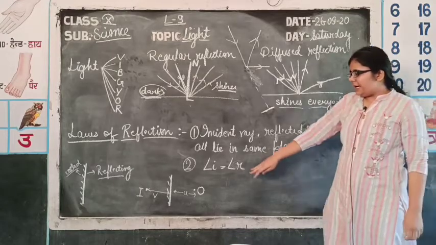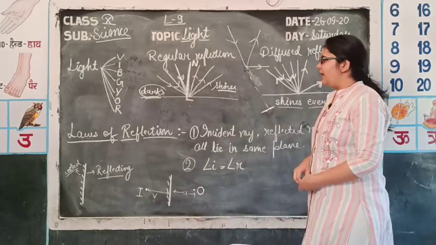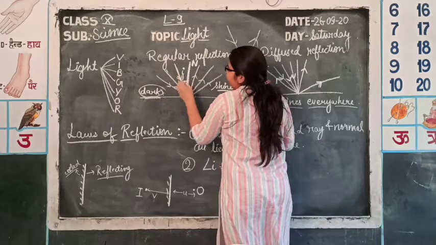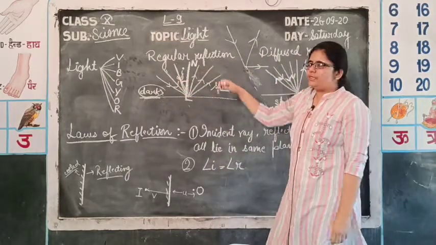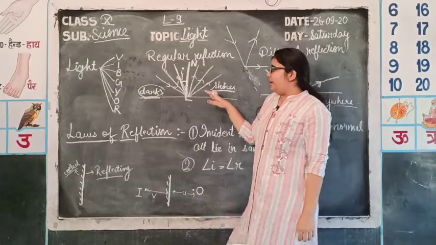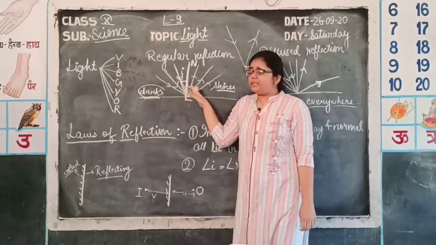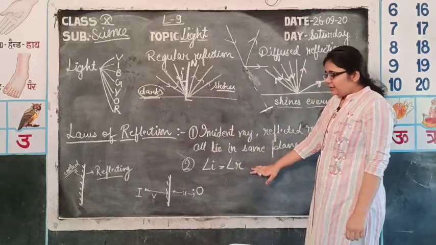The second point is that angle I is equal to angle R. Angle I is the angle between the incident ray and the normal, that is the perpendicular to the surface, and angle R is the angle between the normal and the reflected ray. So, angle I is equal to angle R.